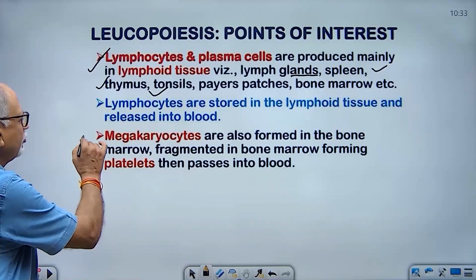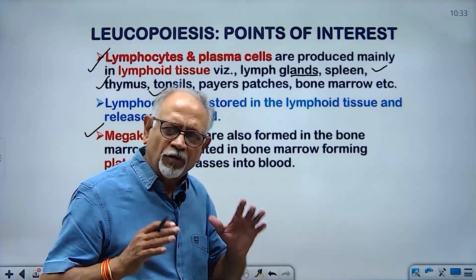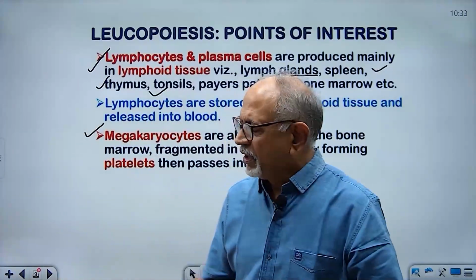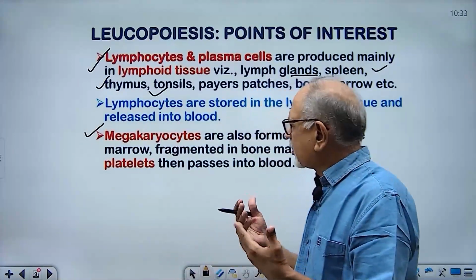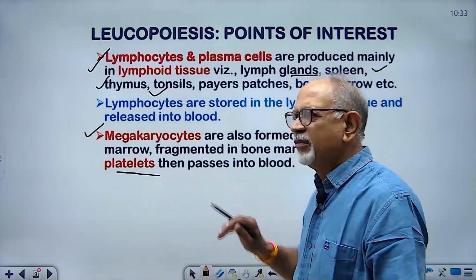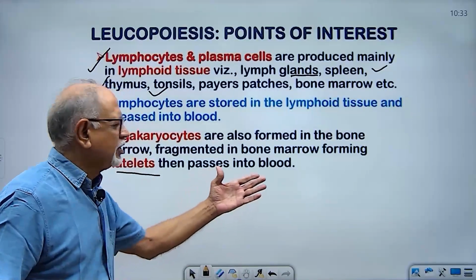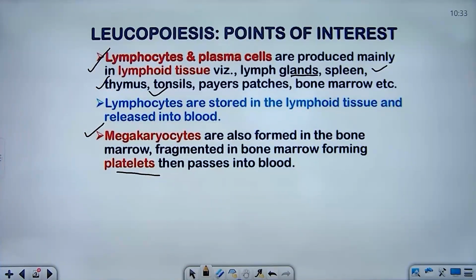Now, coming to the megakaryocytes. Megakaryocytes are also produced in bone marrow. Then they are fragmented into platelets in the bone marrow itself, and finally they are released into the blood circulation.